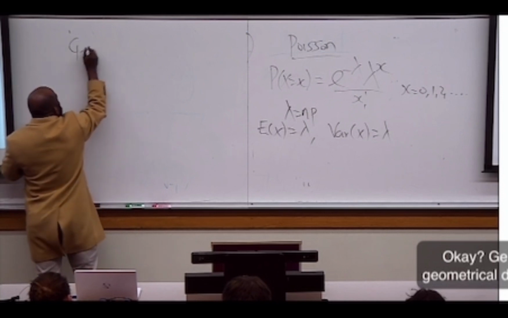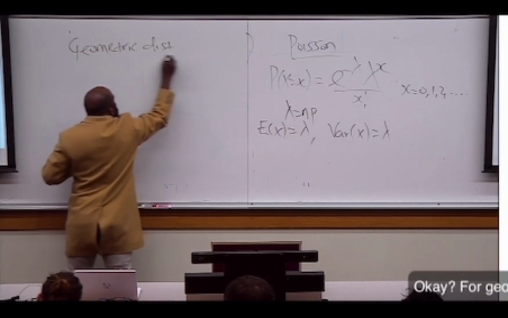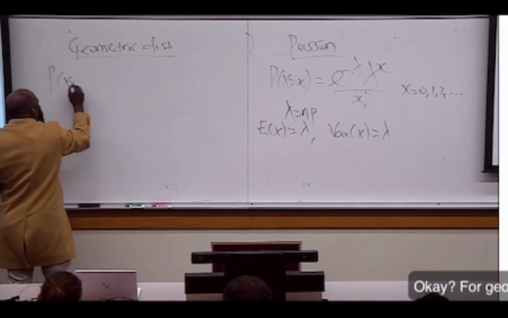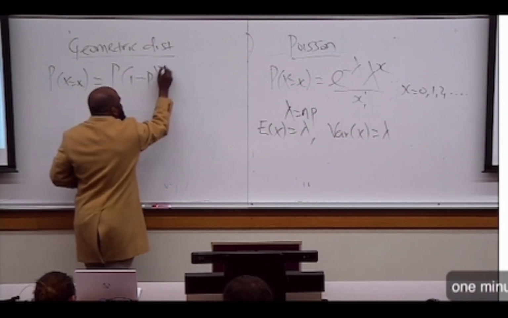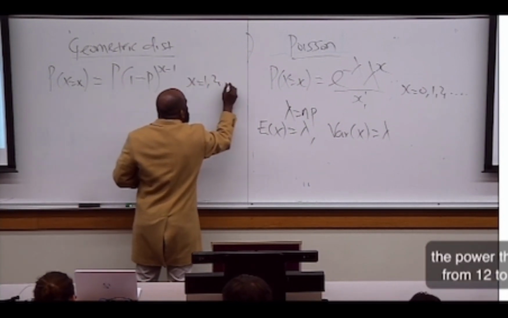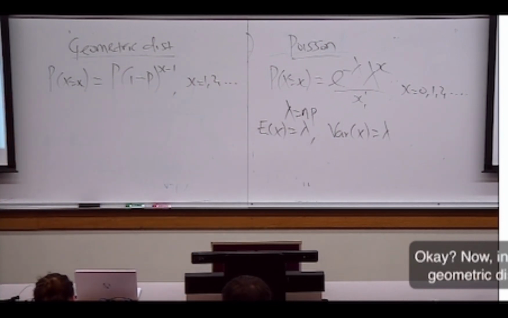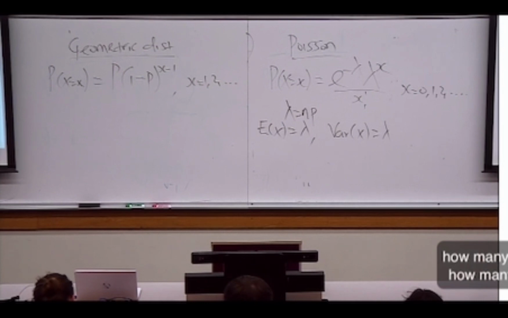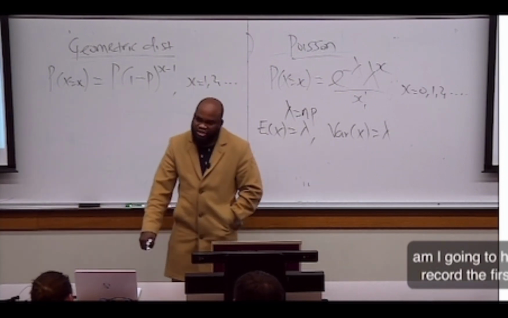Geometric distribution, okay? For geometric, you have p times (1 minus p) raised to the power x minus 1, where x starts from 1, 2 to infinity. Now, in the case of geometric distribution, how many failures or how many trials am I going to have before I record the first success?